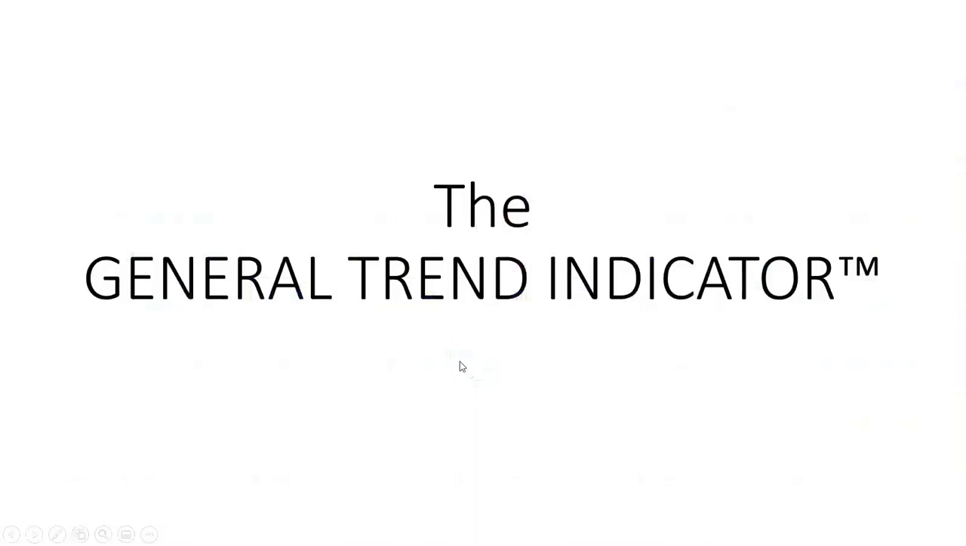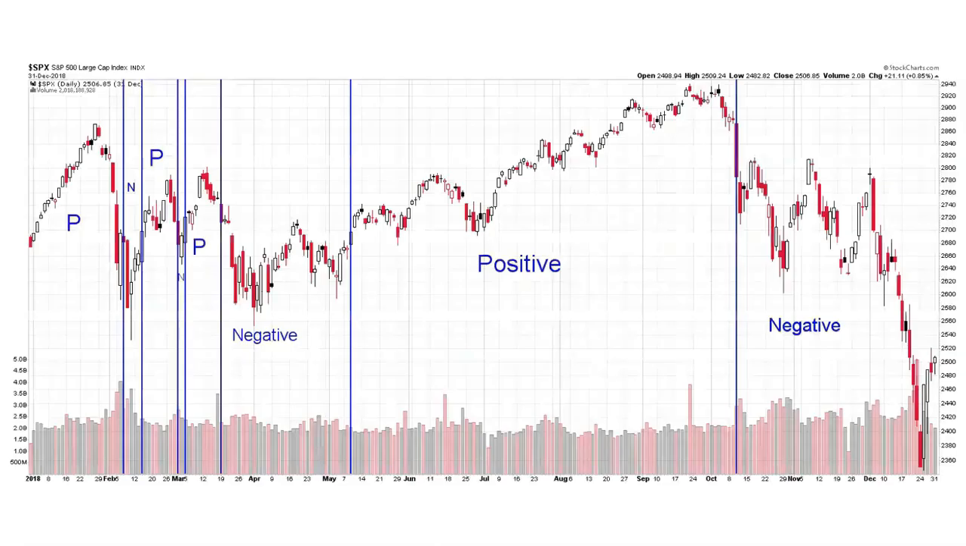Now let's take a look at a few charts for the general trend indicator. And just like with the risk signal, we're going to start off with 2018. You can see we came into the year with a positive signal, had kind of a chop here where we went back and forth between positive and negative for a little while in February and March. We had an outright negative signal and then went back into a positive.